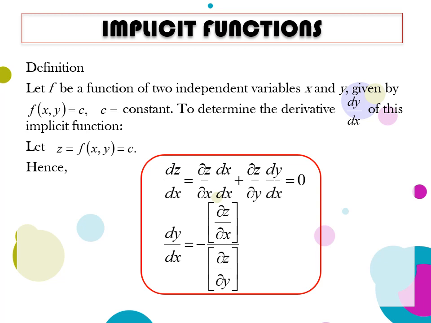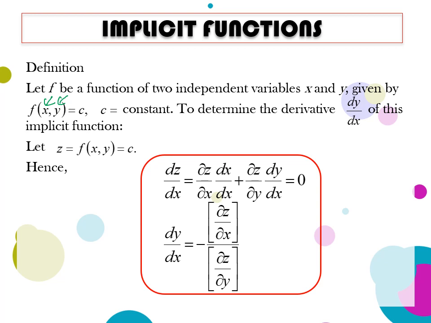Just that when we apply partial derivative, there is a formula in order to find the dy dx, the implicit differentiation, because we are now depending on two variables, x and y. So we cannot perform the normal or common differentiation.